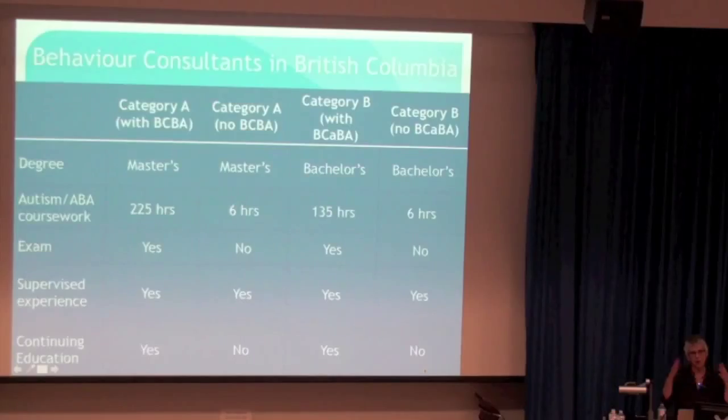So I think some of the confusion in BC is that all of these people are called the same thing, right? They may distinguish themselves by saying, I'm a B-list, right? Or an A-list behavior consultant. Usually that jargon doesn't come along with it, right? But all of these people currently in British Columbia are called the same thing. And you can see that there's a wide variety of experience, coursework, ongoing training, and so forth and so on.